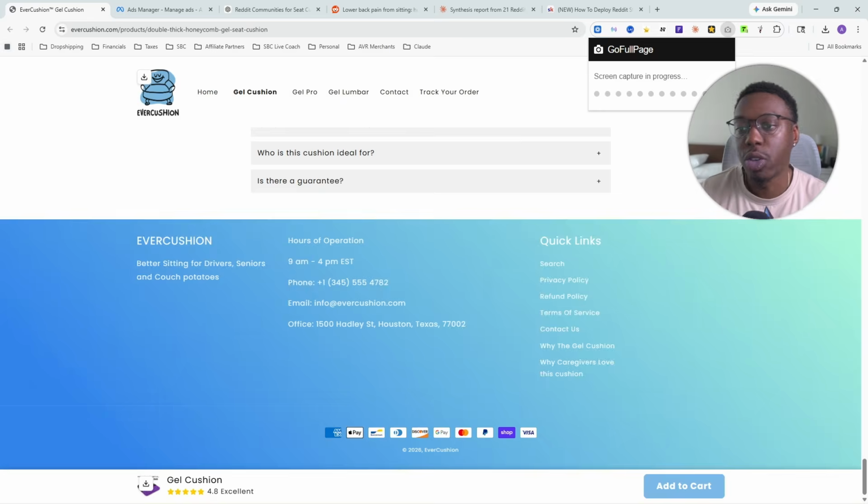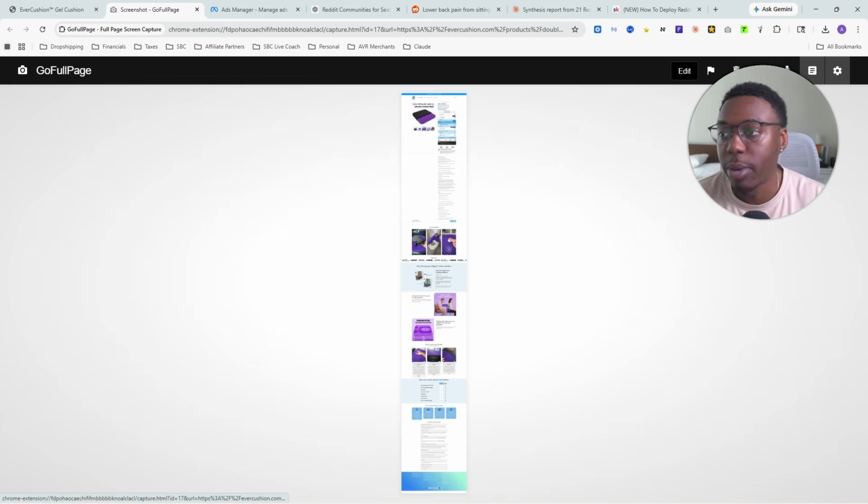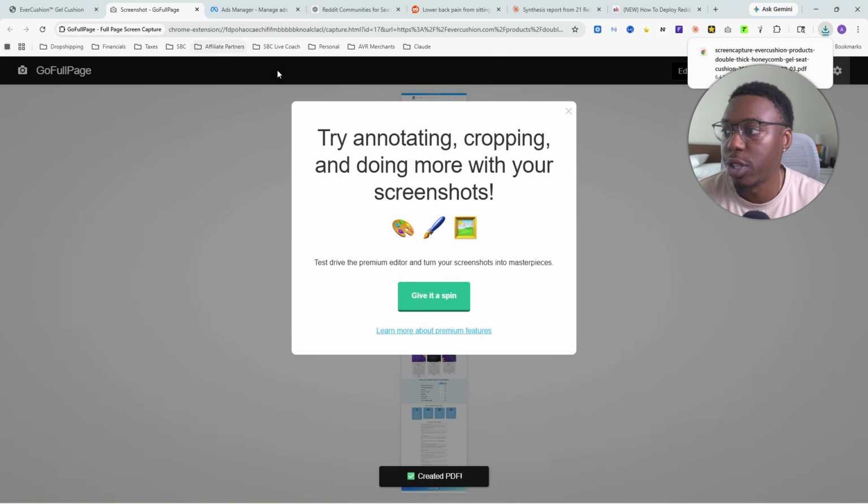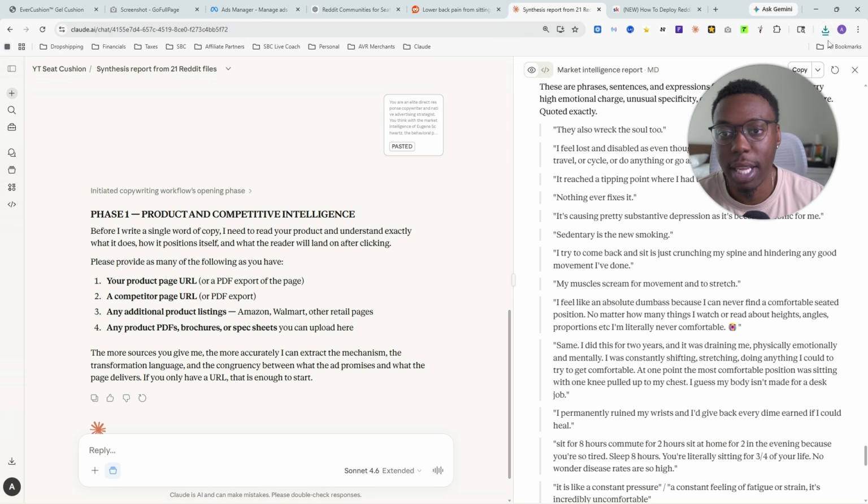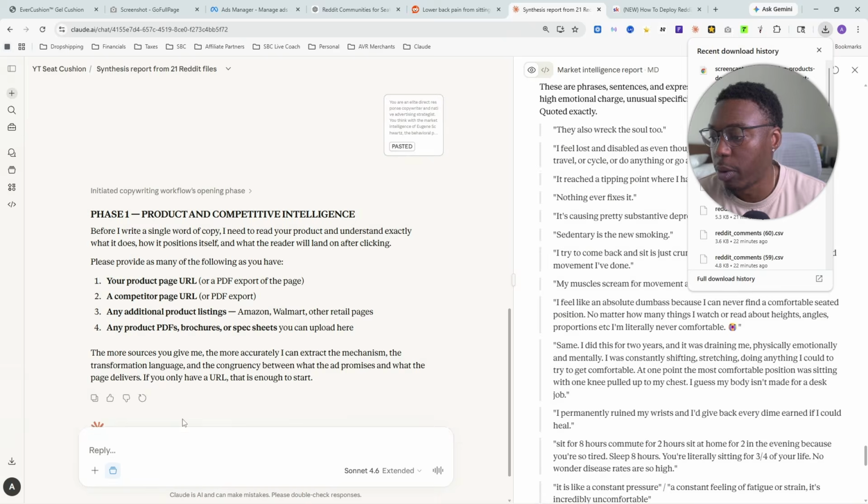And again, we're doing a screenshot instead of just pasting a link into Claude because Claude unfortunately does not do the best job of scanning all the information on a website properly. That's simply because a lot of websites now have blockers and stuff like that. So we'll paste that in.